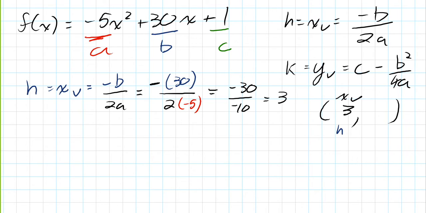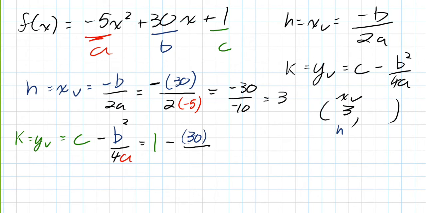The other formula, a little trickier, is the k value or the y value of the vertex, which is equal to c subtract b squared over 4a. Same concept, we've got to do some substitution. So the c value is 1. So we plug in 1, subtract, b is 30, we're going to square it, and 4 times negative 5. Okay, a little more to this one here.